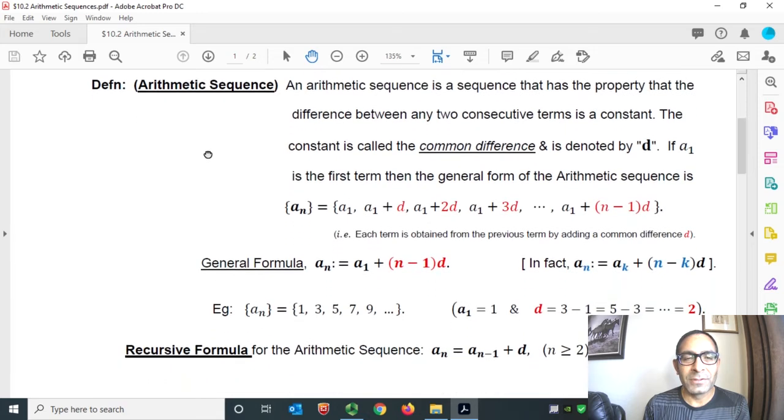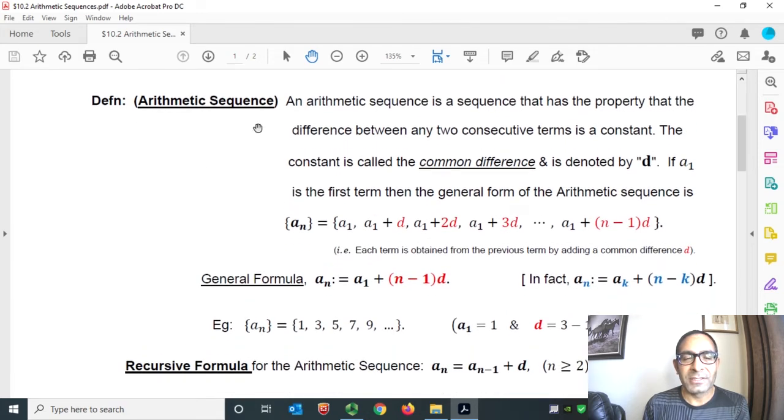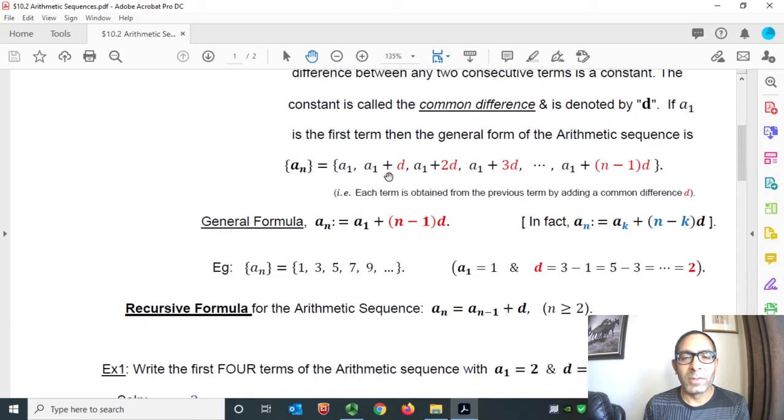First, definition. An arithmetic sequence is a sequence that has the property that the difference between any two consecutive terms is a constant. The constant is called the common difference and is denoted by letter d. If a1 is the first term, then the general form of the arithmetic sequence is given below.